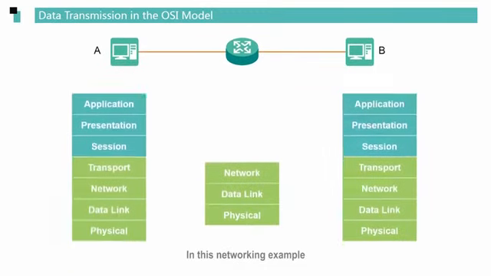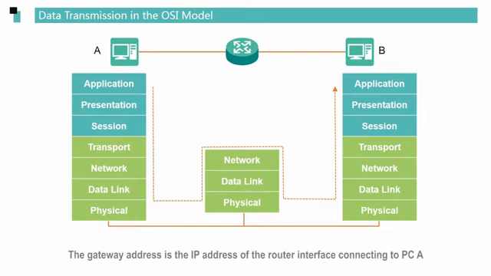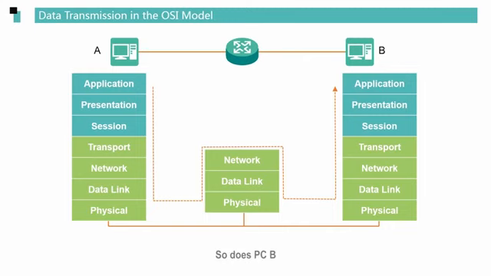In this networking example, PCA has an IP address configured. The gateway address is the IP address of the router interface connecting to PCA. So does PCB. How do A and B communicate? Let's suppose that B is the server and provides web services. A acts as a client to access B. This is A and B's HTTP data interaction process.